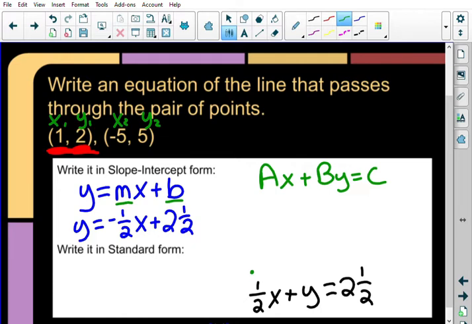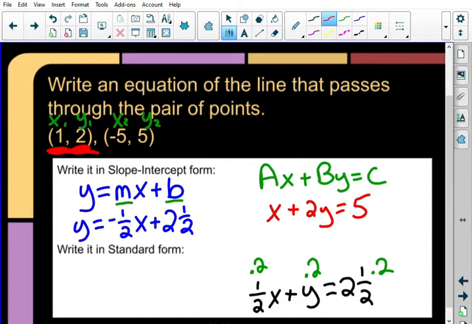So our common denominator this time is 2, so we will multiply every single term by 2. So 1/2 times 2 is 1x, and 2 times y is 2y, and 2.5 times 2 is 5. That is our standard form.